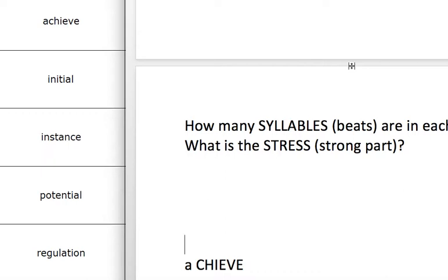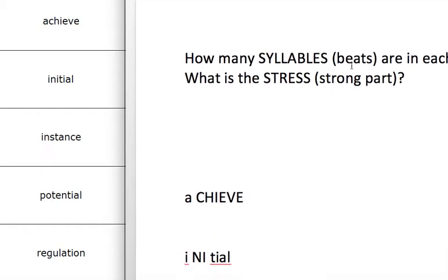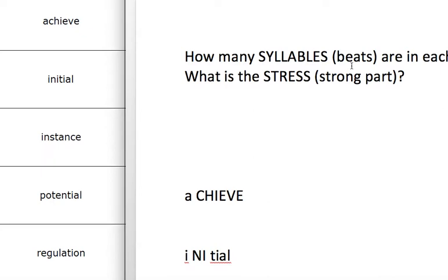How about the second word? Say this word to yourself. Sounds like initial. Initial. How many syllables in this word? There are 3 syllables. Which syllable is stressed? Which is the strong part? Initial. It's the second syllable. Initial.